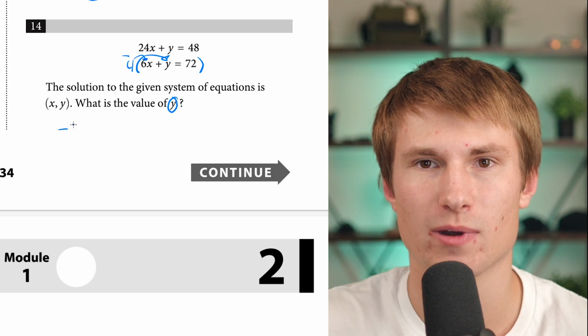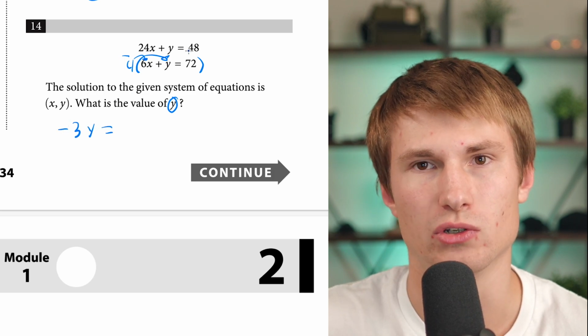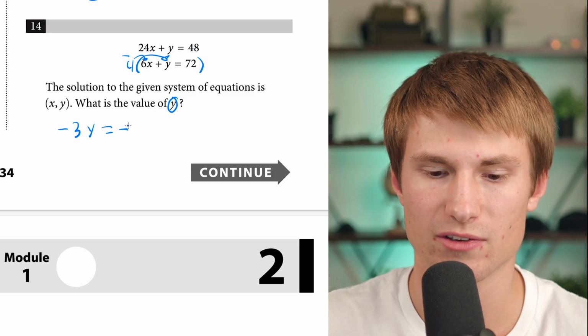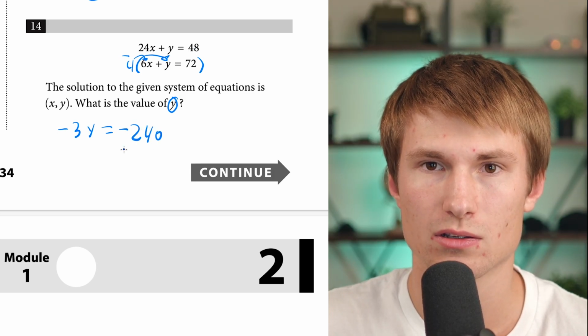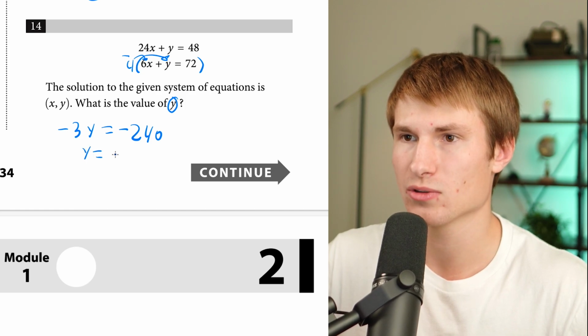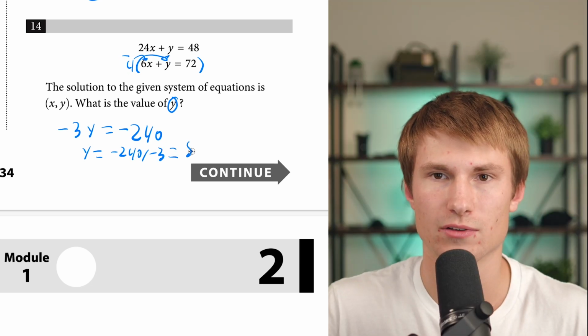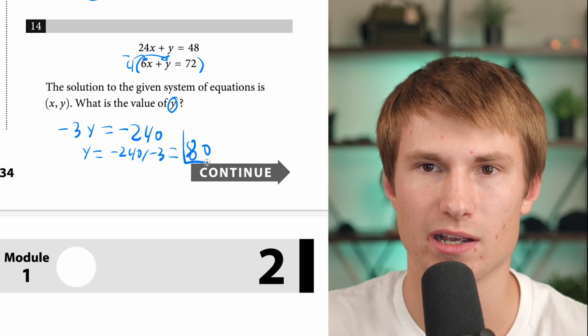So y minus 4y is going to leave us with negative 3y is equal to 48 minus 4 times 72, which when we put in our calculator will give us negative 240. So from there, we isolate y by dividing both sides by negative 3. So we can go ahead and divide both sides by negative 3. And that's going to leave us with positive 80 as the value of y. So our answer there is 80.